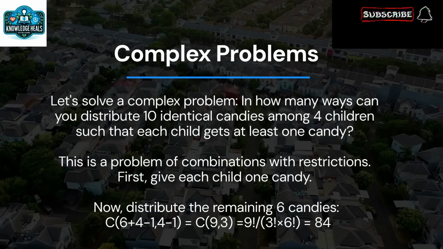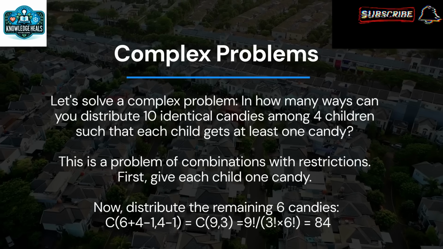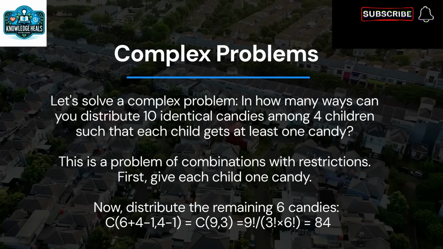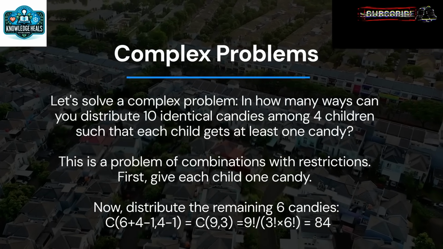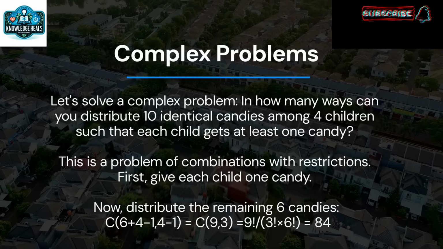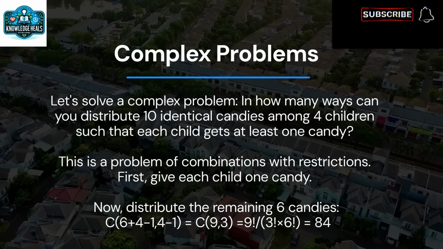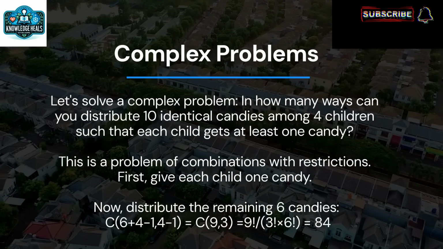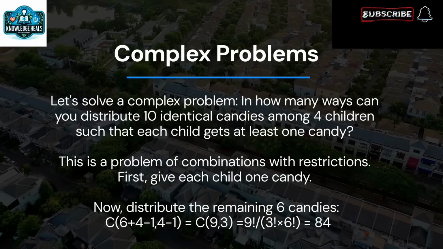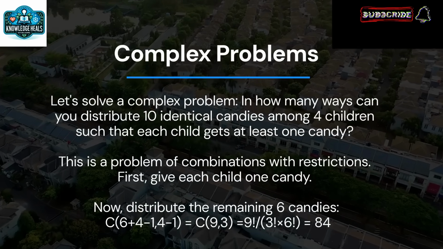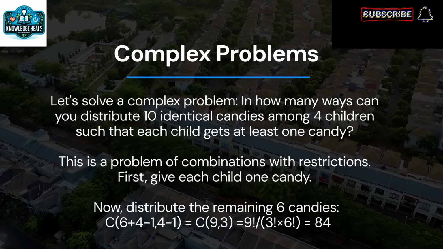First, give each child one candy. Now, distribute the remaining 6 candies. C(6 plus 4 minus 1, 4 minus 1) equals C(9, 3) equals 9 factorial divided by 3 factorial × 6 factorial, which is equal to 84. Think about different approaches to solving these problems and share your thoughts in the comments.